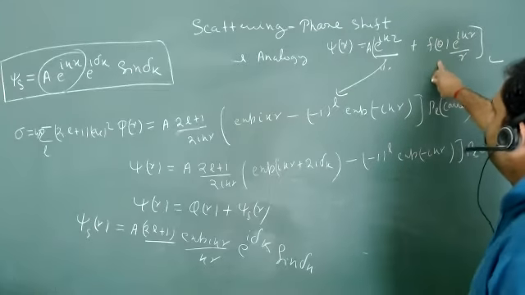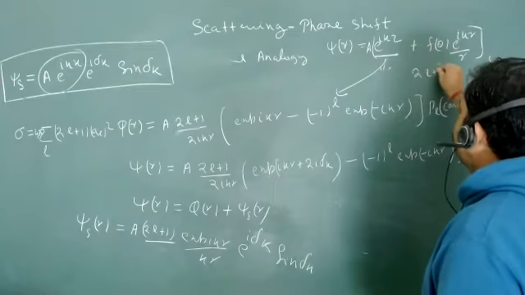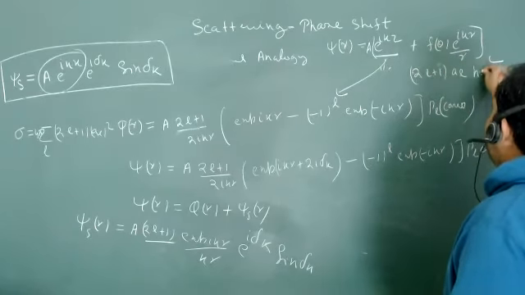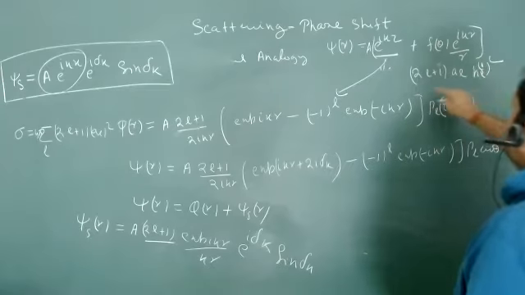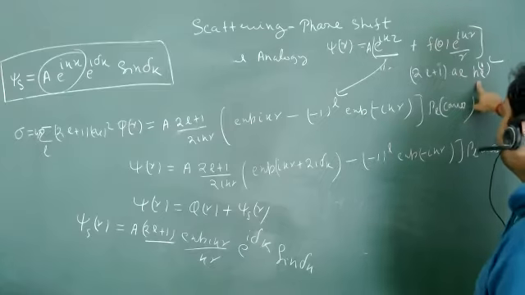And this scattered wave can be written as 2l plus 1, al, HL1. याद है ये? लिखा था हम लोगों ने? Yes, sir. Hankel's.